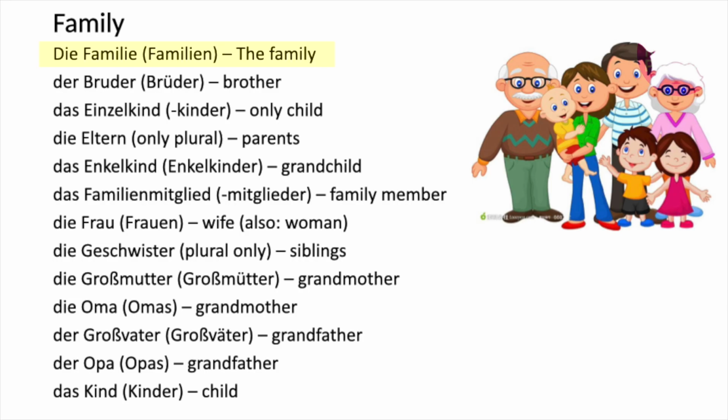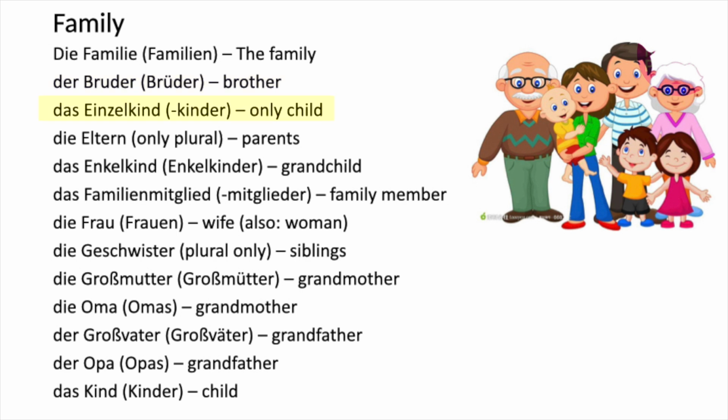Okay, so now that we have numbers, we can talk about how large your family is, but don't we need to know a little bit more about who's in your family to be able to do that? Well, we have the following family vocabulary, which we will consider in order for you to be able to tell me how large your family is. So the family is die Familie, very similar to English. Der Bruder is brother.